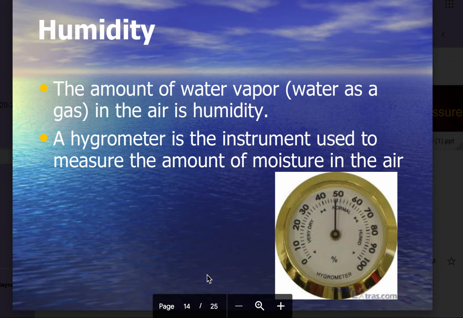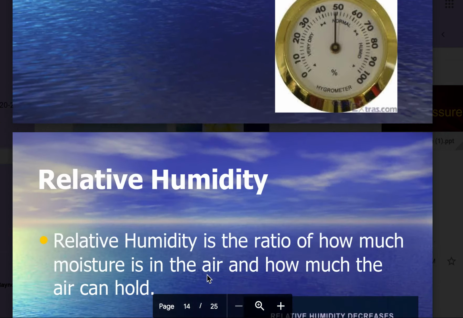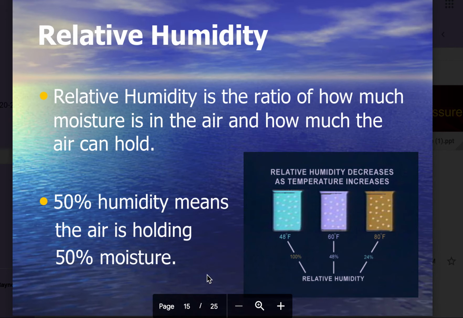Humidity. Humidity is measured with a hygrometer. So that's easy to remember because they both start with H. And most of these instruments are an ometer of some sort. Okay, so that's how much water vapor is in the air. You'll hear people say it feels wet outside, or you may see that your hair gets really crazy when it's humid outside. All right, your relative humidity, how much moisture is in the air and how much it can hold.